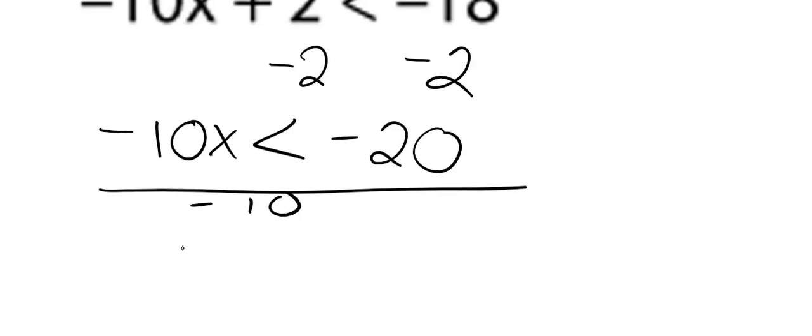Again, divide by minus 10. Now whenever we divide by a negative in an inequality, we always switch the sign, which is why, since we're dividing by negative 10, and this goes for multiplication as well, when we divide by a negative, we swap the sign. So now we have x is greater than or equal to positive 2.